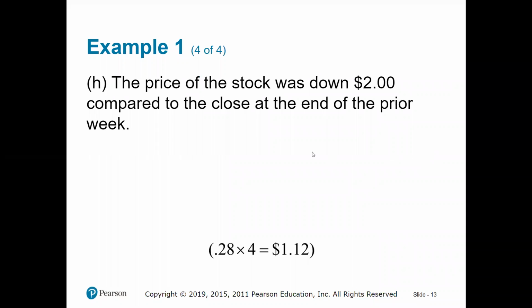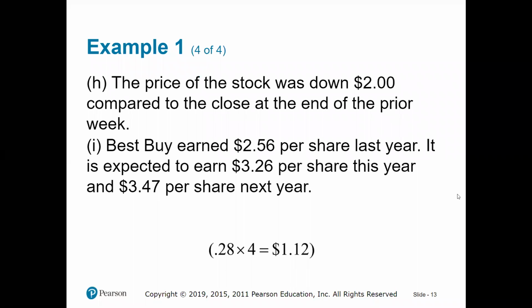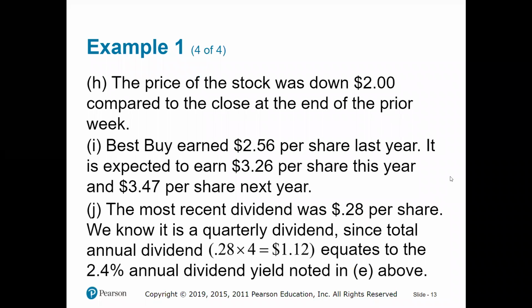All right, the price of the stock was down $2 compared to the close at the end of the prior week. Best Buy earned $2.56 per share last year. It is expected to earn $3.26 per share this year and $3.47 per share next year. The most recent dividend was $0.28 per share. We know it is a quarterly dividend, since the total annual dividend of 1.12 equates to a 2.4% annual dividend yield noted in E.